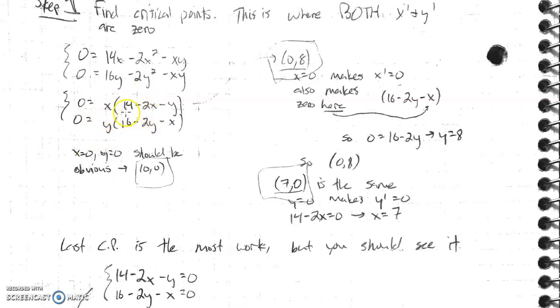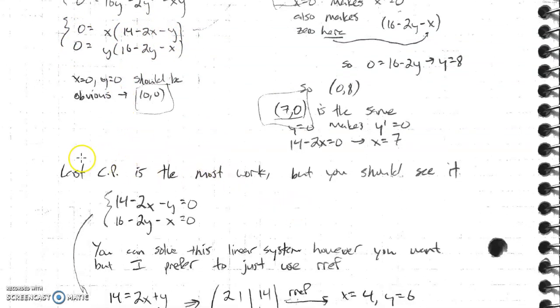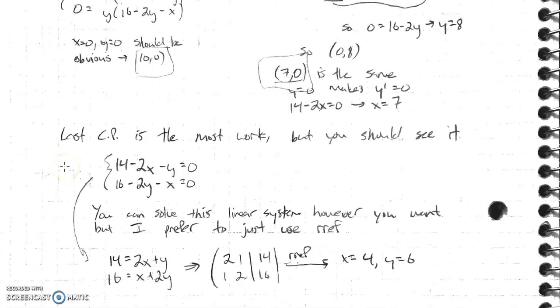So now I compare these two, right? If I want to make them both 0, then it would satisfy this equation. So come down here. The last critical point is the most work, but you should also see it here. To make these guys 0, it's 14 minus 2x minus y is 0, and then 16 minus 2y minus x is 0. So this is a linear system from like algebra 1, and you should be able to solve that. You can solve this however you want. I typically just prefer to pump it into my calculator and use reduced row echelon form, RREF.